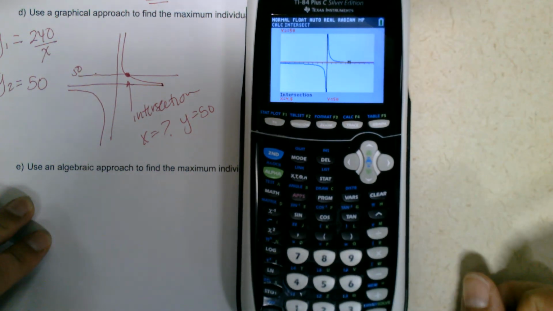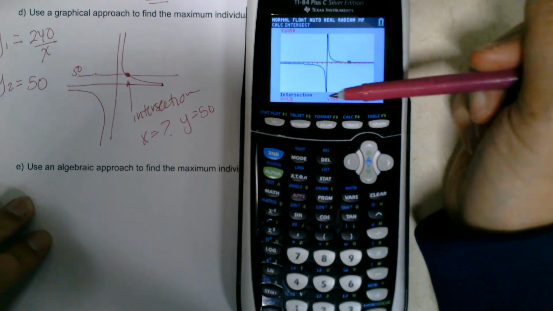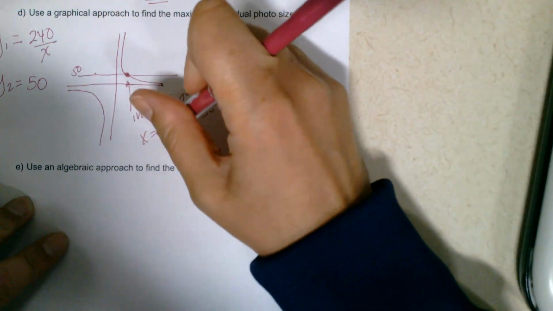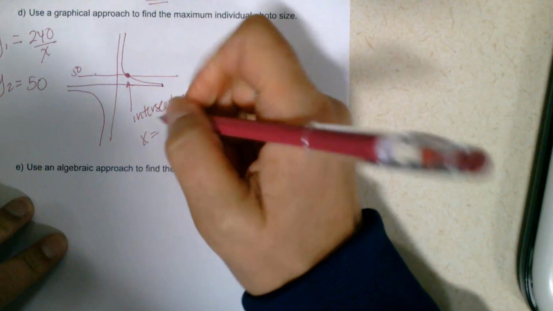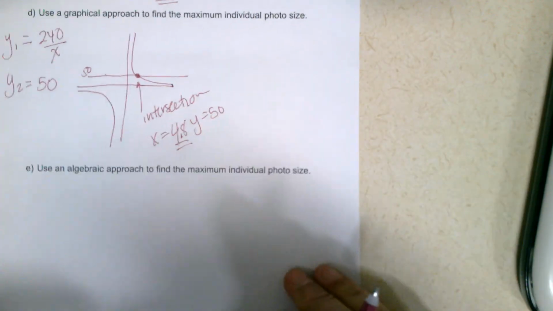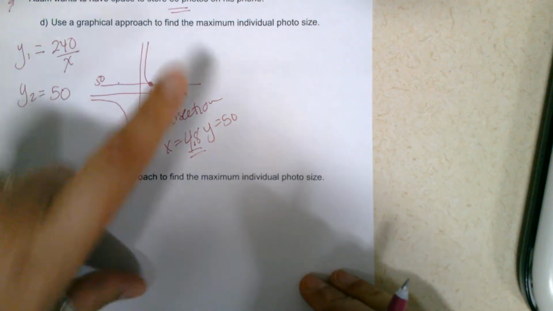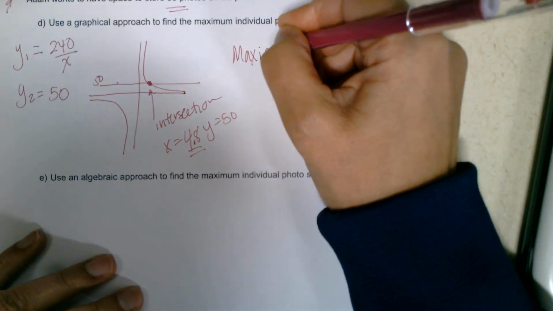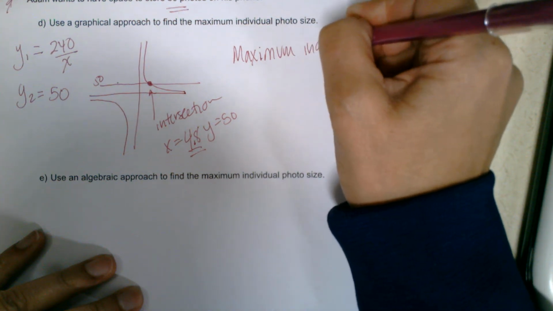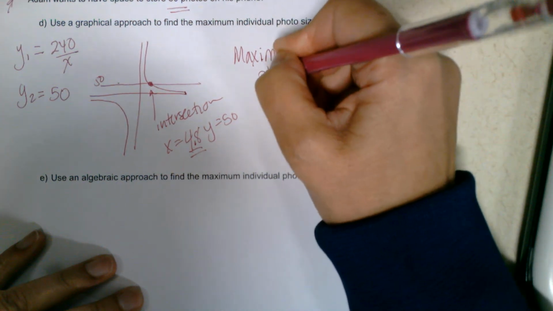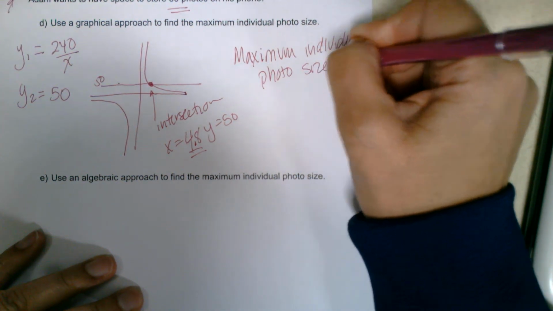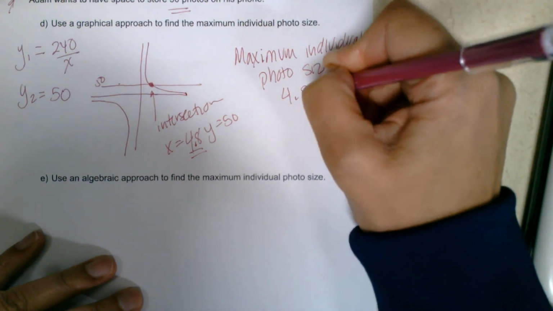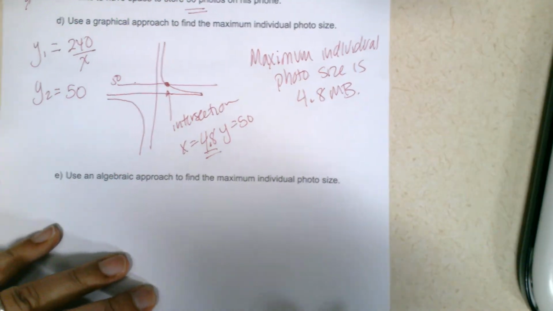Press enter again. And we see that it's 4.8, 50. So this right here was 4.8. So this is our intersection point. So maximum individual photo size is 4.8 megabytes.